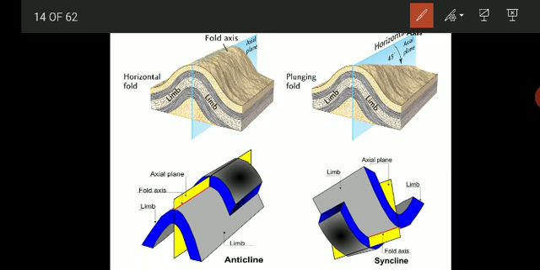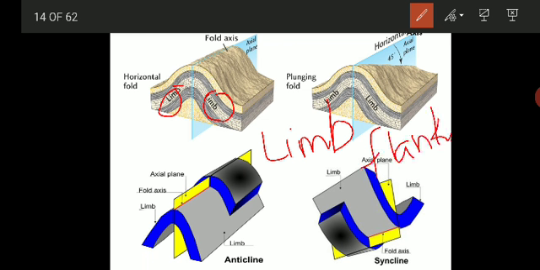Next part of the fold is the limbs of the fold. So what is a limb? Limbs are the sides of the fold. They are called the limbs, or they are also called the flanks. Limbs or the flanks.